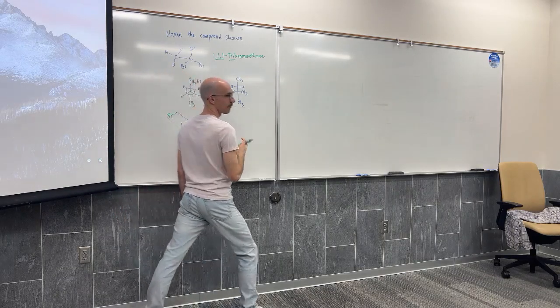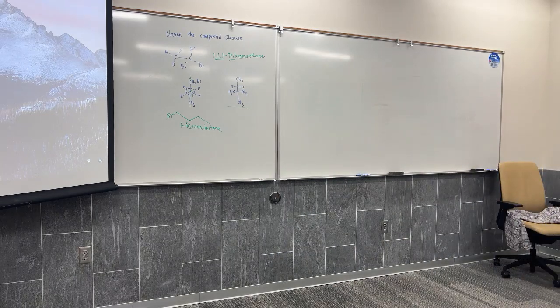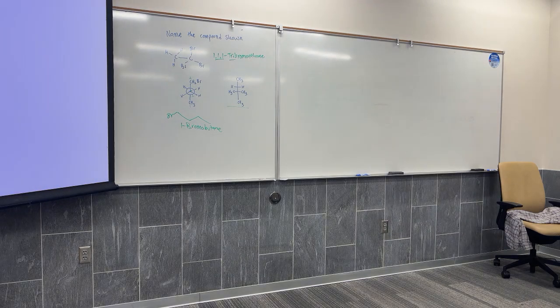How would we name this compound? What's the root and suffix? What's the parent chain? Four carbons again, so butane. And what are the substituents coming off of this 4-carbon chain? 2 methyl groups, dimethyl.